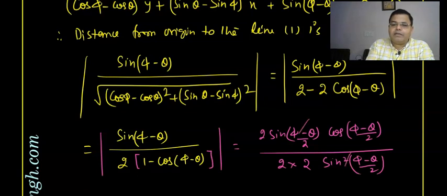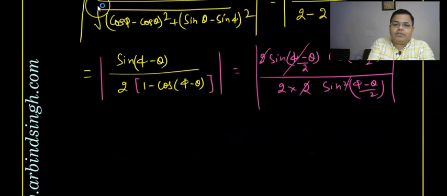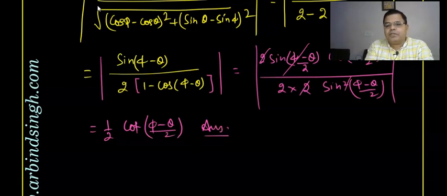So one sine and one sine of phi minus theta by 2 cancel, 2 and 2 cancel, and one cos and one sine is left. So cos by sine is cot. So that will be 1 by 2 cot of phi minus theta whole divided by 2. And that will be the answer for this question. So I hope you got it right now.